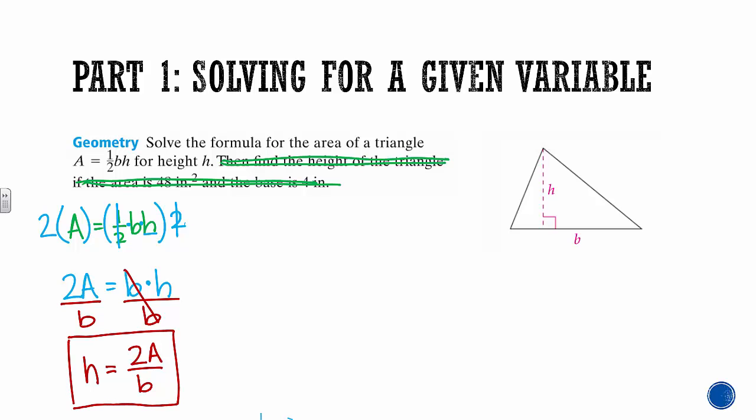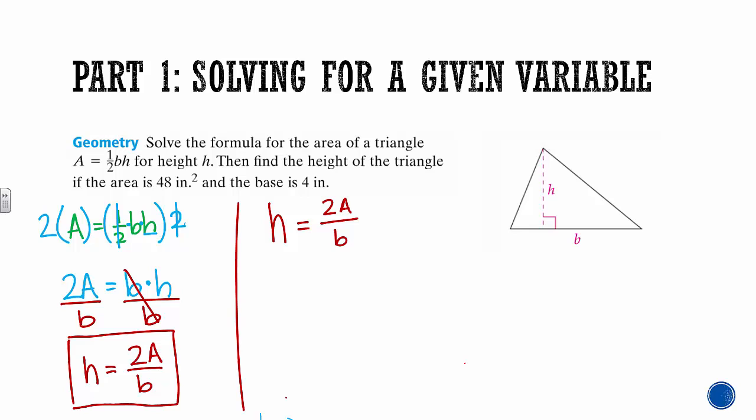This is a literal equation because it has more than one variable in it. It actually has 3. And I can't give you a specific answer. I can't tell you what the height is. I can just rearrange this to write it in terms of the height. So if I want to find the height, there are 2 things I need to know: the area and the base. They told us those 2 things. The area is 48, and the base is 4. So all we have to do is plug them in.